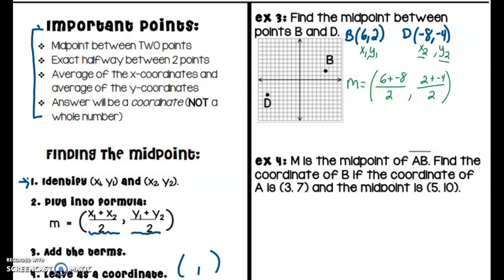So now you simplify. On the top, you have 6 plus -8. That's -2. -2 divided by 2 is -1. That's your x coordinate. And then on the right side, 2 plus -4, that also is -2. And -2 divided by 2 is -1. So the midpoint, the halfway point between D and B, is at -1, -1, which is right there.